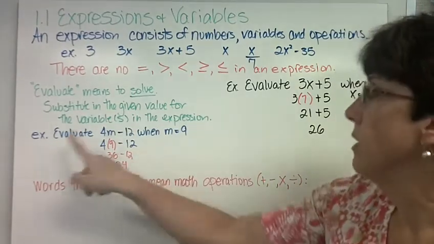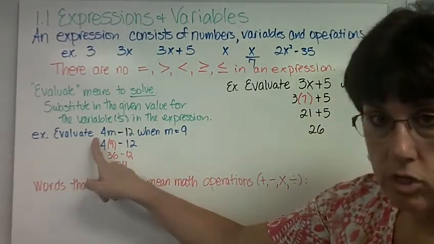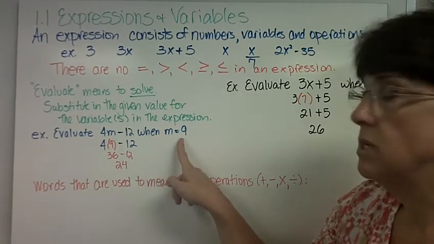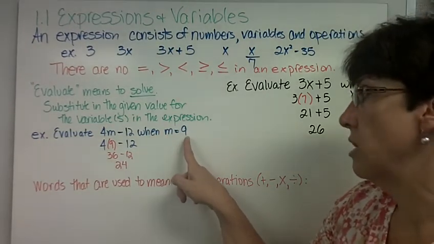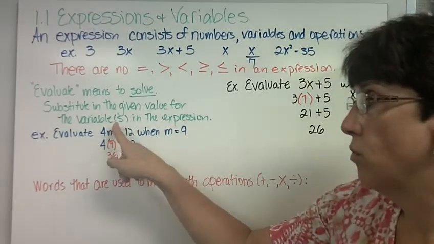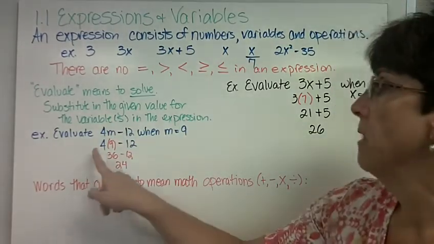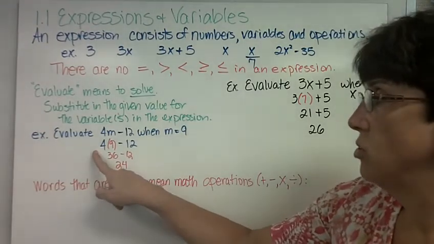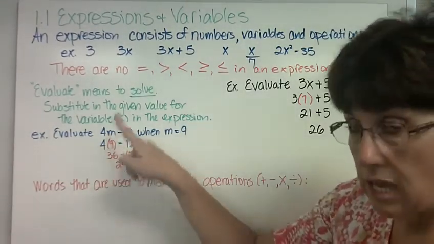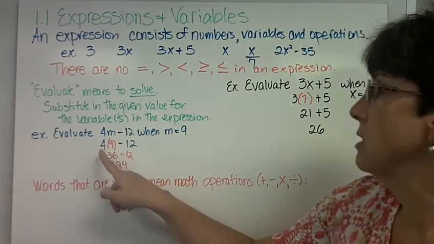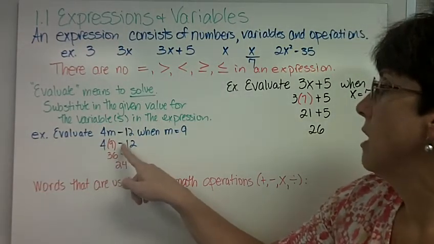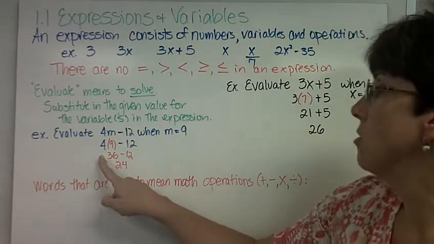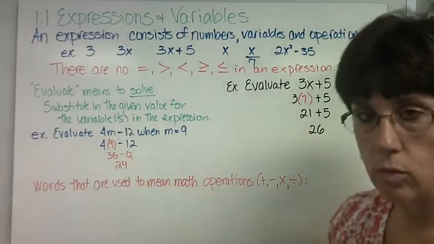For example, evaluate the expression 4m minus 12 when m equals 9. So we're going to substitute the 9 for the m and solve it. 4m means 4 times m, so we're substituting our 9 in parentheses. You always substitute in parentheses. 4 times 9 minus 12. 4 times 9 is 36. 36 minus 12 is 24.